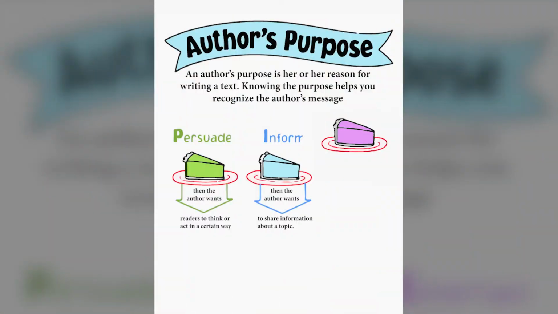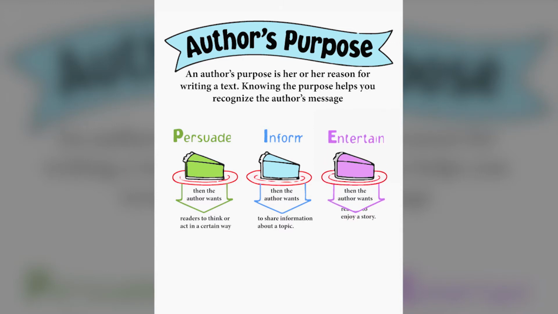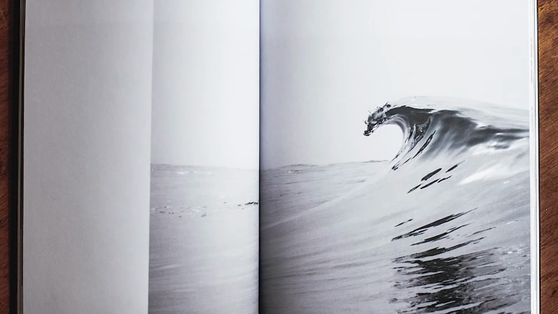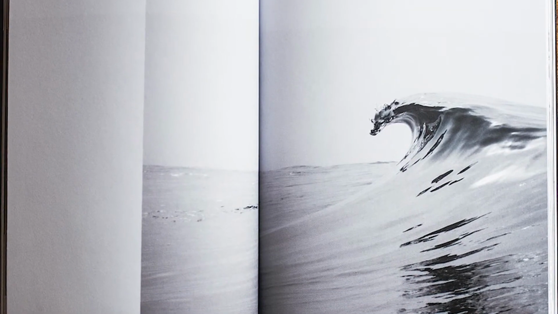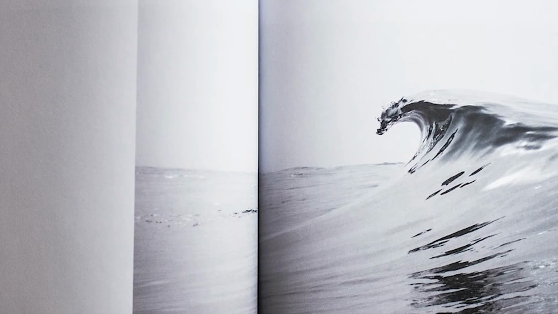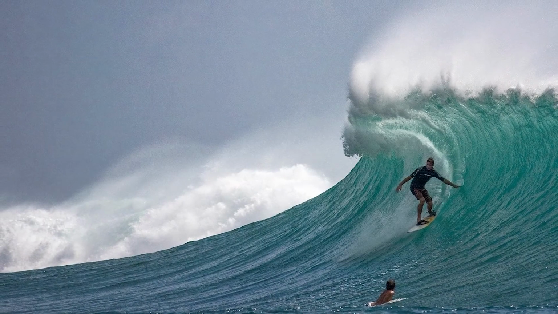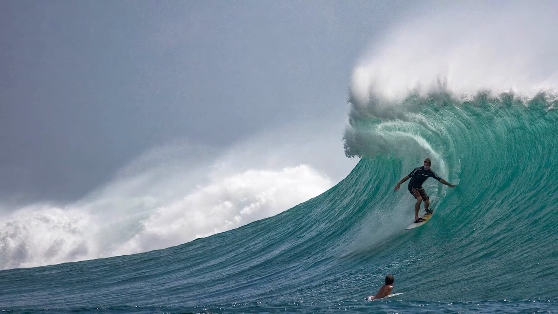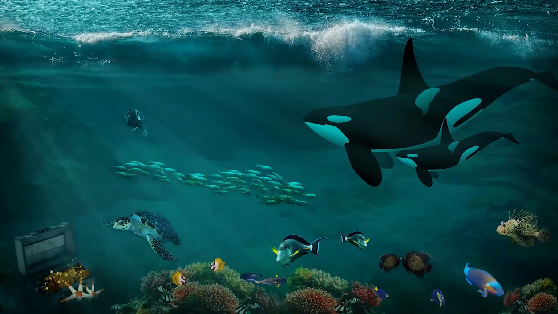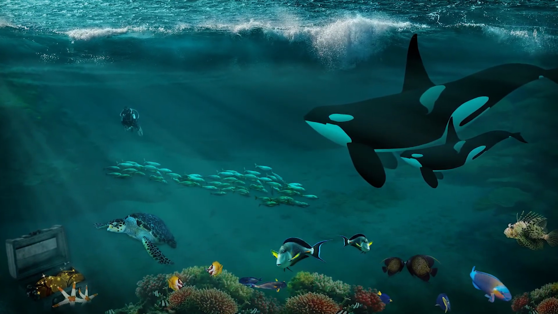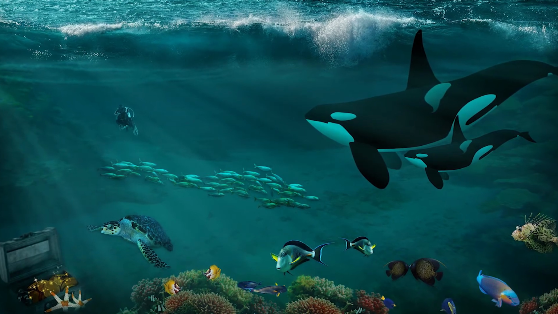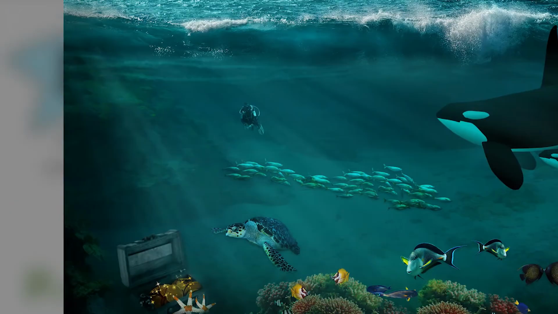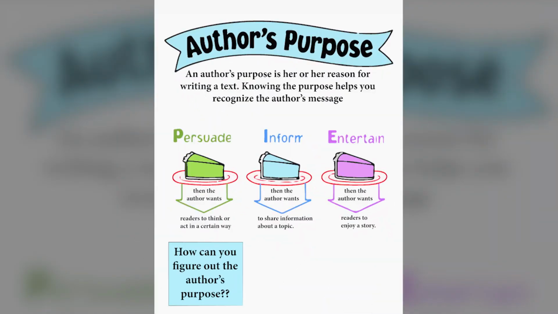The last purpose an author might have is to entertain. The author wants the readers to enjoy a story. So if we read a beautiful poem describing the ocean habitat, and possibly it had tons of figurative language and created a mental image in our mind of the beautiful waters and the colorful fish, the purpose of that text would just be to entertain.